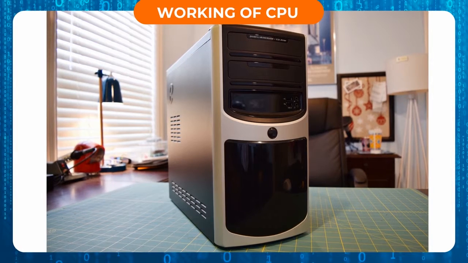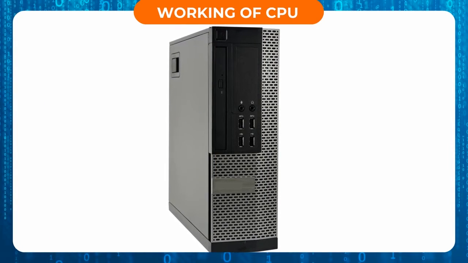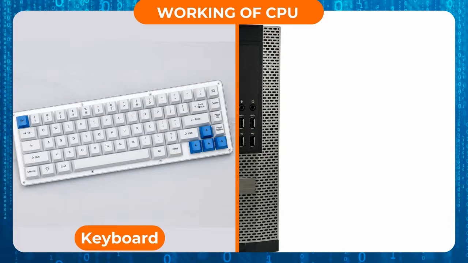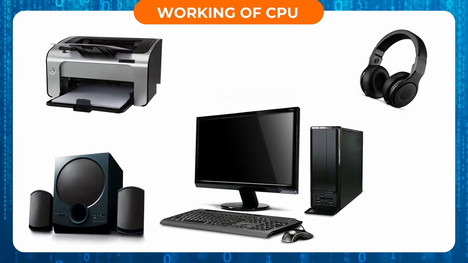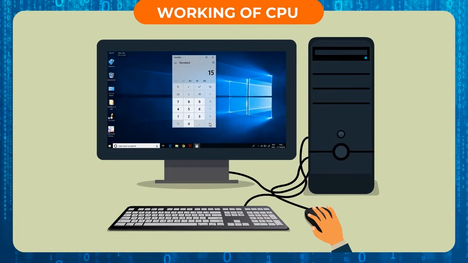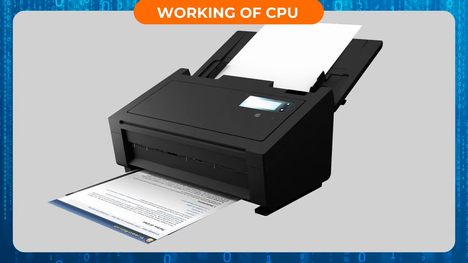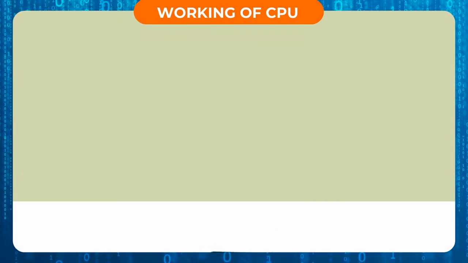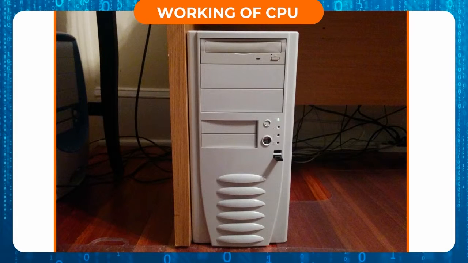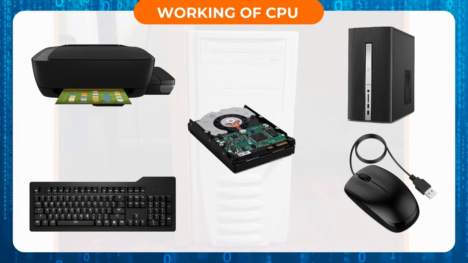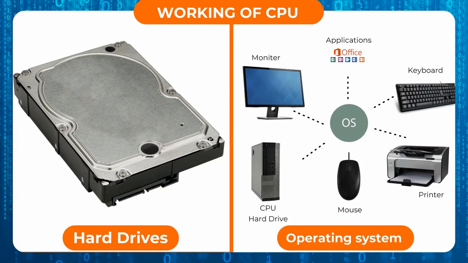Working of CPU. The CPU takes instructions from input devices like a keyboard or mouse and then processes the input to perform calculations. It then gives the output through various output devices. The whole process of taking input and giving output goes through the CPU. The output given through a printer is also managed by the CPU. Input, processing unit, output.